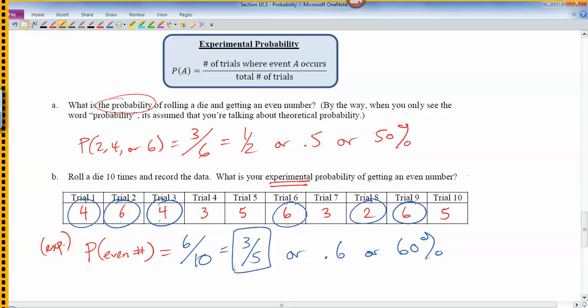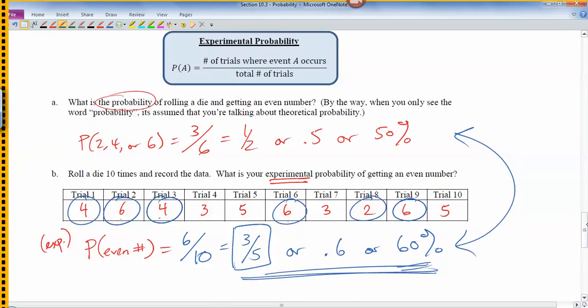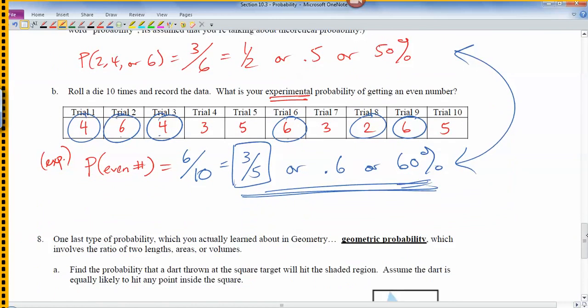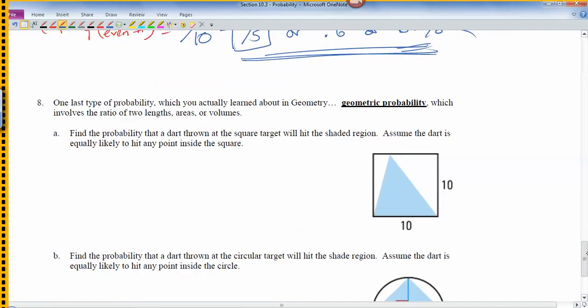So it's not actually the same as the theoretical probability, but you know, it turns out if you kept rolling the die and recording your data, then typically this gets closer and closer to the theoretical probability. Okay. We got one last type of probability, which is called geometric probability.